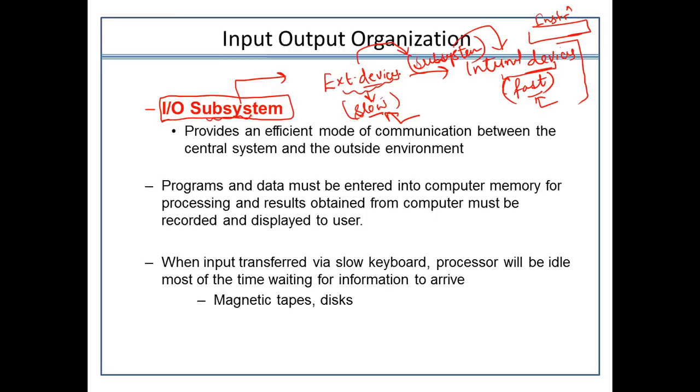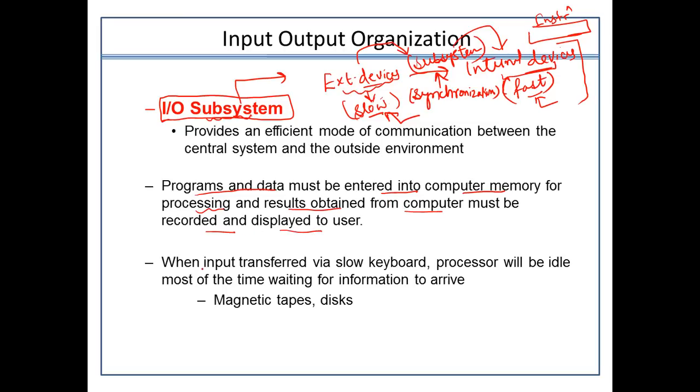So when a slow device is to communicate with a fast one, it is very important to make the synchronization between the two. So this subsystem actually works the same way. Okay, so this is what has been written here. The program and the data must be entered into the computer memory for processing, and results obtained from the computer must be recorded and displayed to the user.